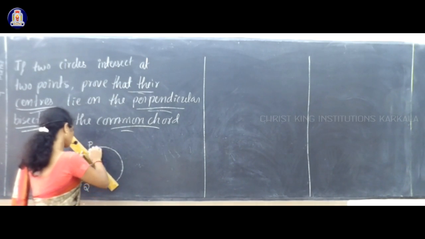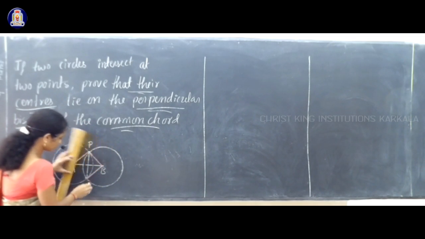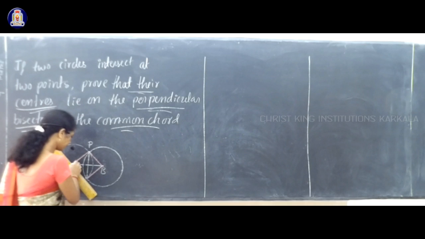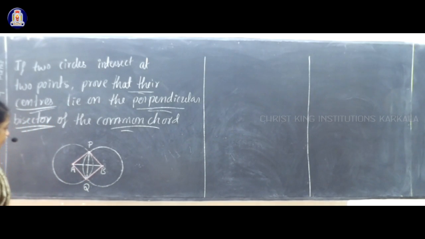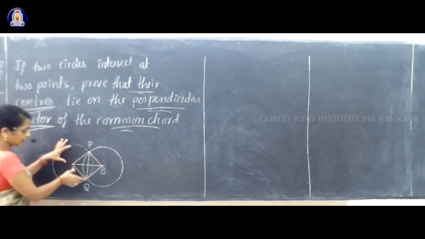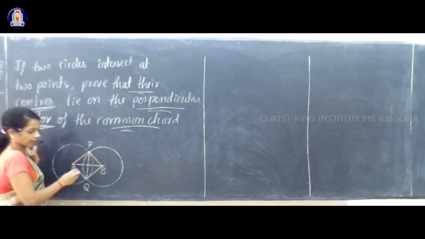PA, PB, then BQ and AQ. That you have to join. Okay, it's joined. And here you see, what are AP and AQ? They are radii of the left circle, so they are equal.